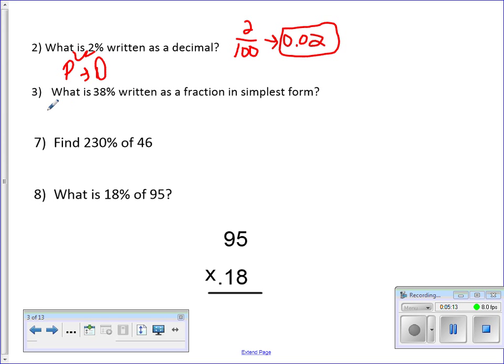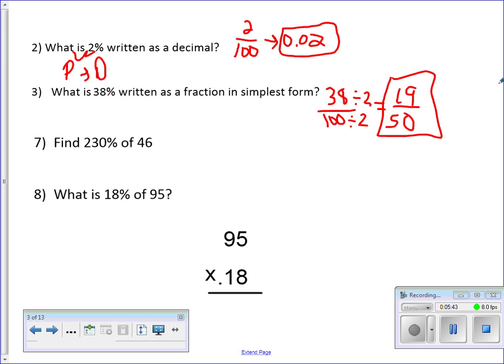Number 3 says, what's 38% written as a fraction? Obviously in simplest form. So like you know already, percents are out of 100. 38% is 38 out of 100. But a common factor that I have here is 2. So let's cut these in half. 38 cut in half is 19. And 100 cut in half is 50. So that should have been your answer for number 3.